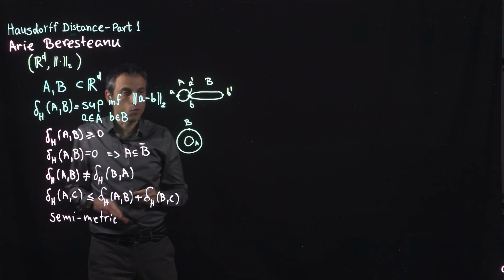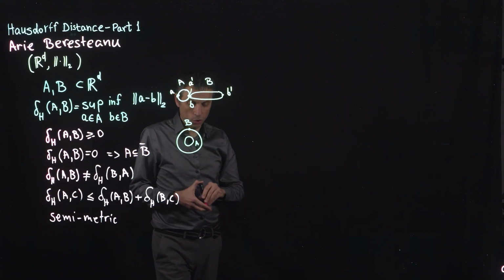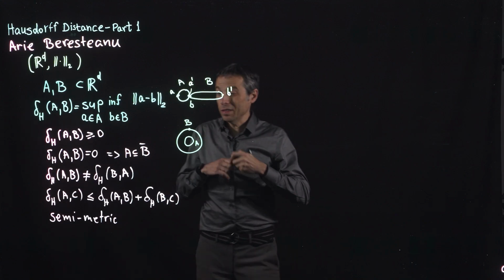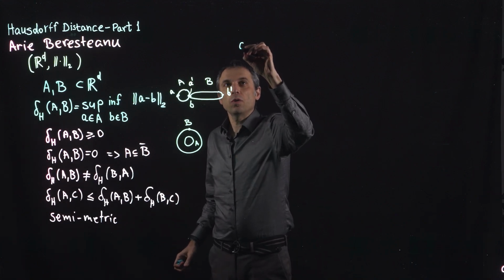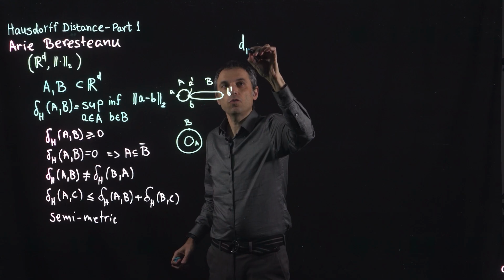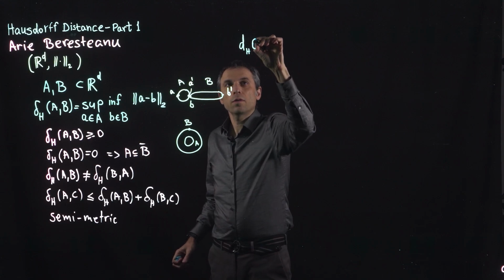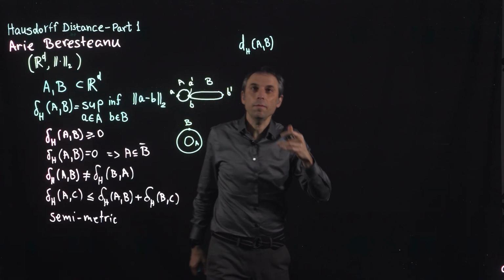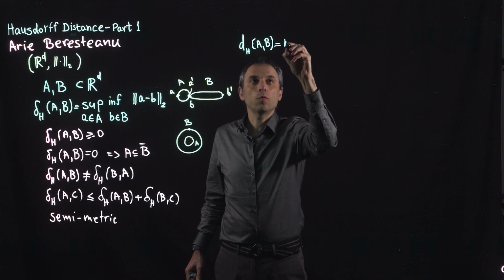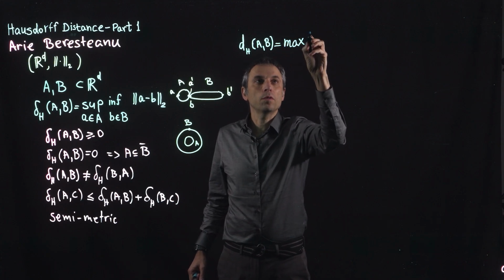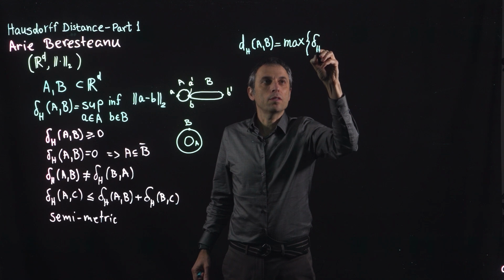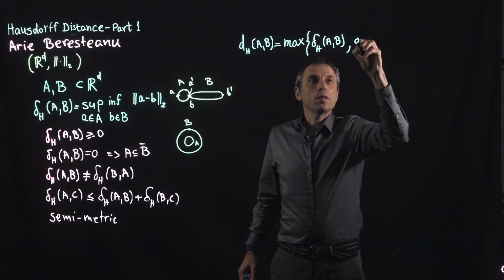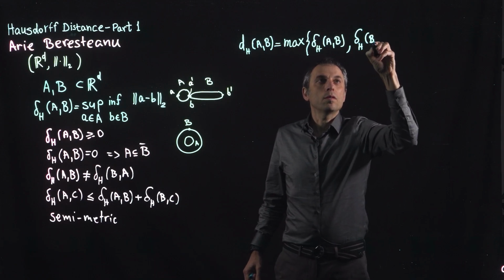Okay, how can we remedy this issue? This brings us to the definition of the Hausdorff distance. The Hausdorff distance, which I will denote D sub h, between A and B, two sets in R^d, is going to be equal to the maximum of two numbers. One is the directional distance going from A to B, and the other is the directional distance going from B to A.